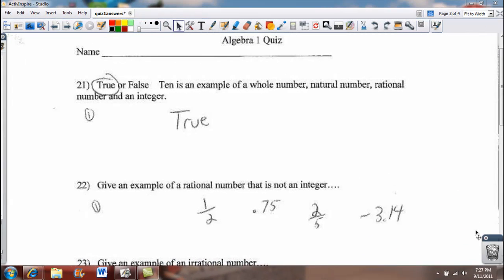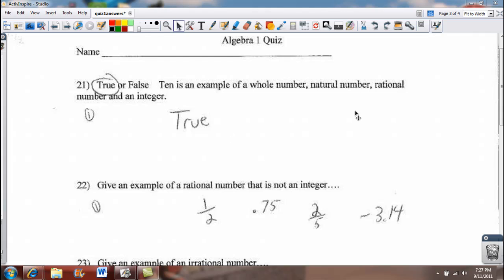Okay, finally, here's page 3 of your quiz. When we did notes on this, we used a Venn diagram to show that the number 10 is a whole number. It is a natural number. It is a rational number because 10 can be written as a fraction. Our definition of a rational number is any number that can be expressed as a fraction, a over b, where a and b are integers, and so on. So it is a rational number and, of course, an integer. An integer are all the whole numbers and their opposites.